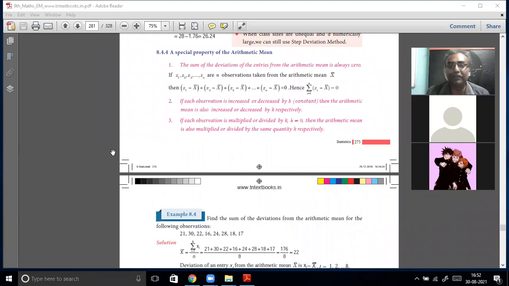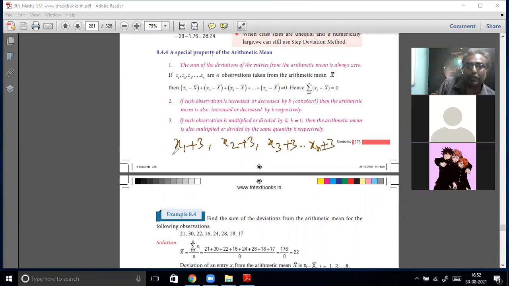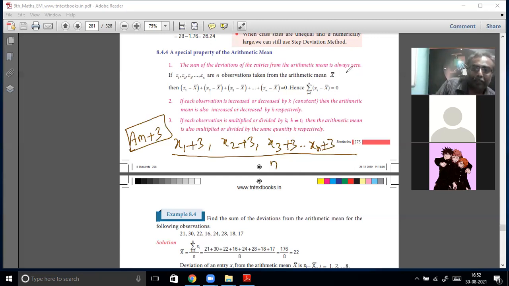Okay, that is a way of verifying. Then another important thing that you can use is, in each observation, suppose x1 you add 3, x2 you add 3, x3 you add 3, like that xn you add 3. What happens? The value of the arithmetic mean also will be increased by 3. Can I tell you with a small example?